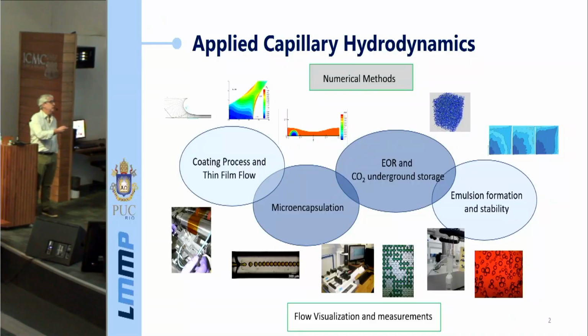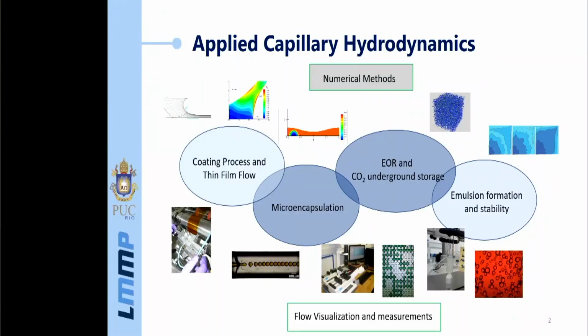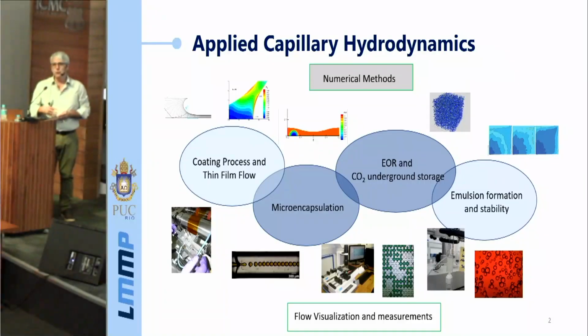We developed and used numerical methods and flow visualization and measurements on different applications. Here are the main 4 areas that we work on in the lab. The first one is coating process and the deposition of thin film. This is my original area of research where I did my PhD. Then I worked at the 3M Research Center in Minnesota for a while. And then when I came back to Brazil, I wanted to broaden the areas of research, looking for applications where capillary hydrodynamics was important. And then flow in porous media was a natural choice.